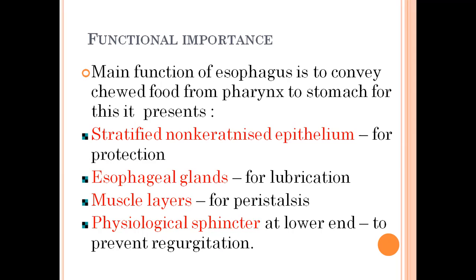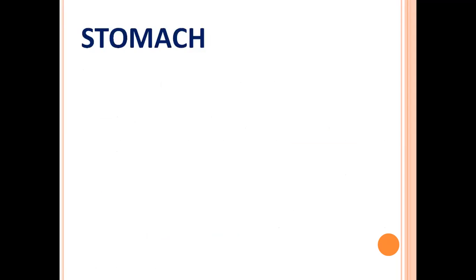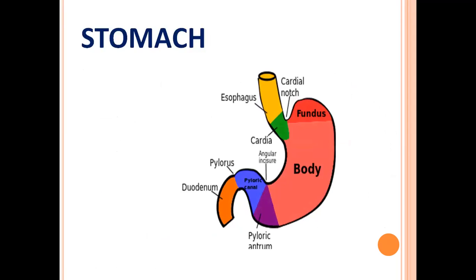Okay, the cardiac sphincter of the stomach actually helps in the prevention of regurgitation of food. Now let us see the stomach. Before we go to the stomach, let us see a few parts of the gross anatomy which we need to know so as to see the histological features in different parts of the stomach.